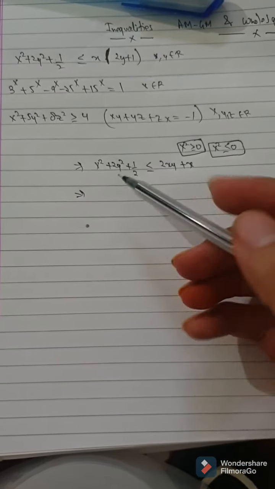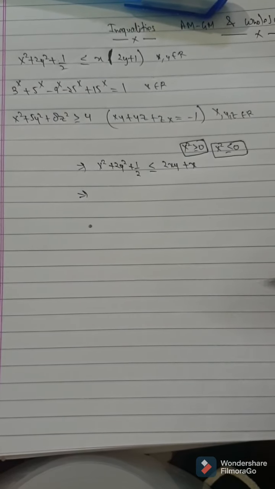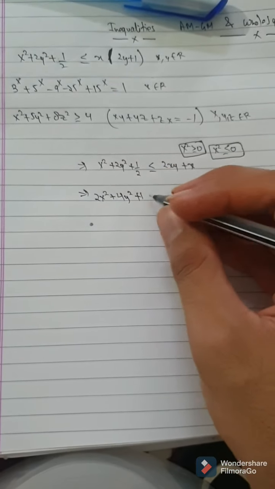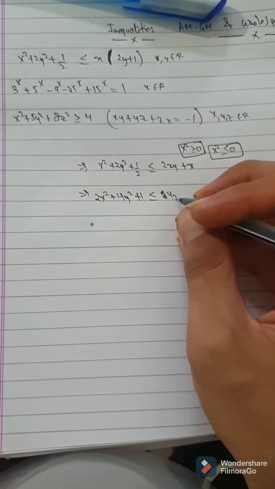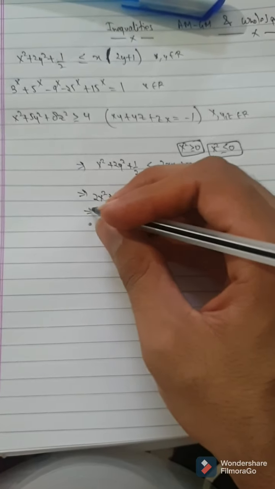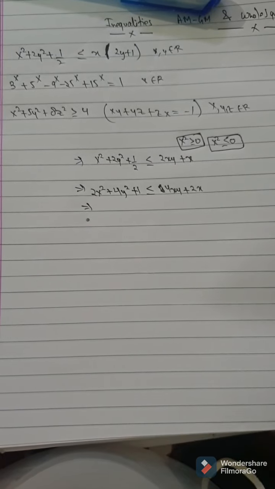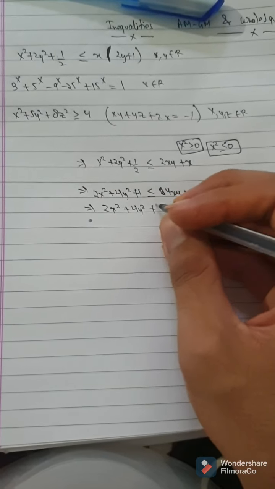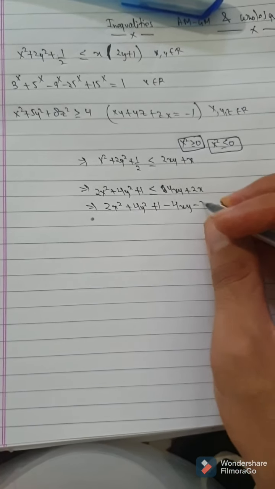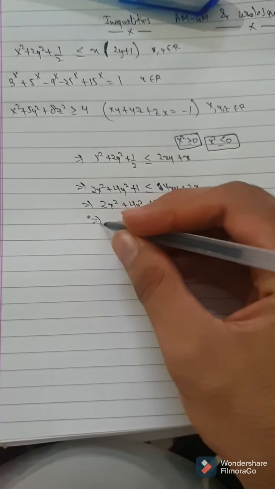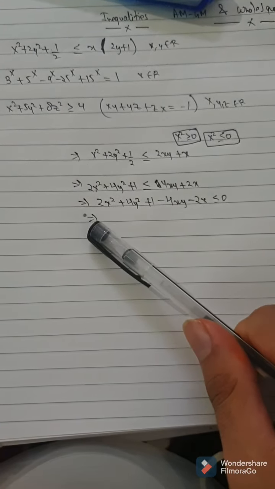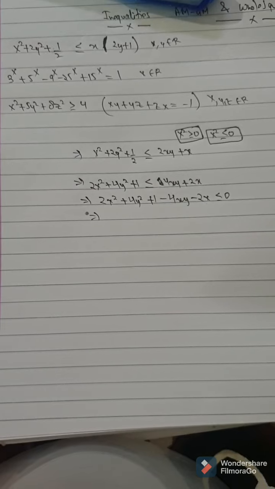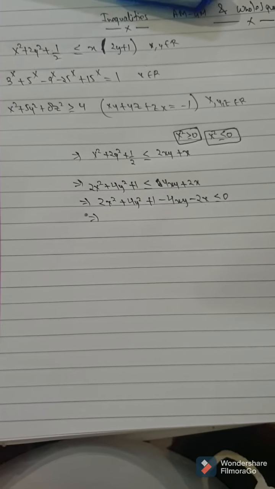So let's try it. Seeing the half, I think about multiplying by 2. So 2x square plus 4y square plus 1 has to be less than or equal to 4xy plus 2x. Now let's bring all the terms to the left side: 2x square plus 4y square plus 1 minus 4xy minus 2x is less than or equal to 0. Now observe these terms. Did something click? See that 4y square is the whole square of 2y.